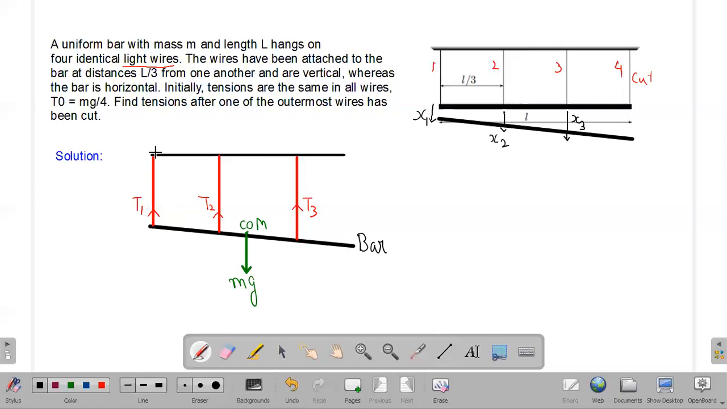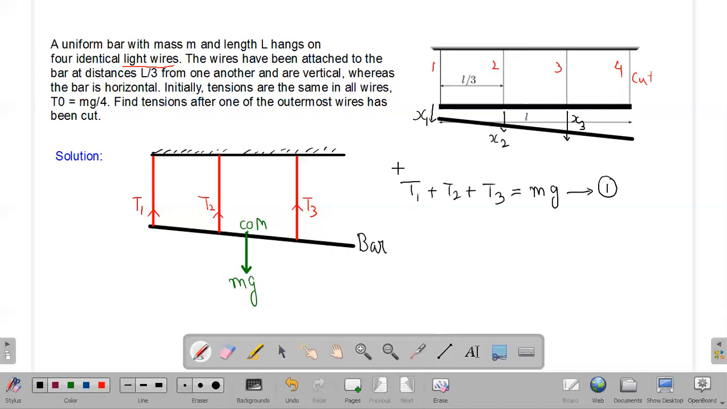Now, in order to have equilibrium of this bar under the three remaining wires, the following equations can be written. First, for the equilibrium of this bar, you can write down force T1 plus force T2 plus force T3. That is, the sum of all tension forces must be equal to the force of gravity, mg, on this bar. That is the first equation for the translatory or vertical equilibrium.